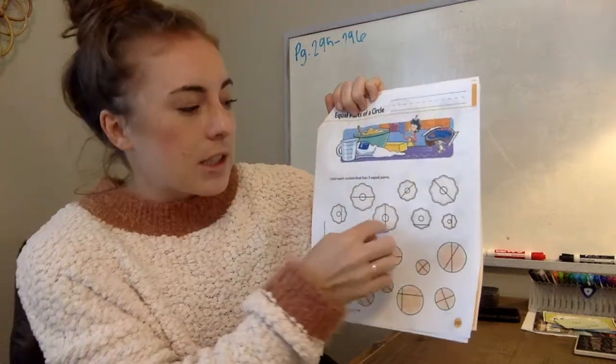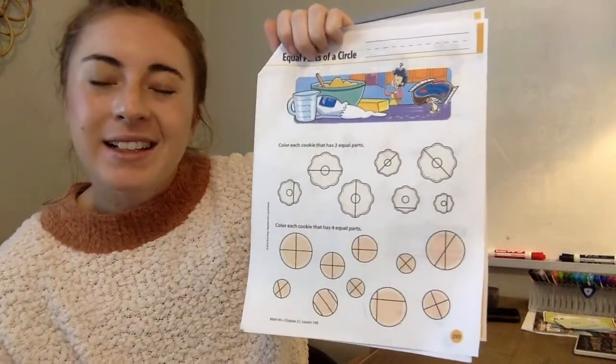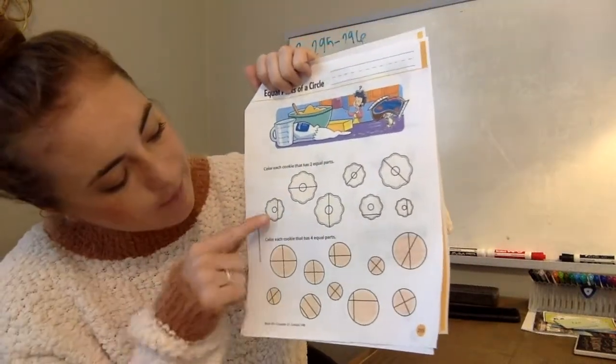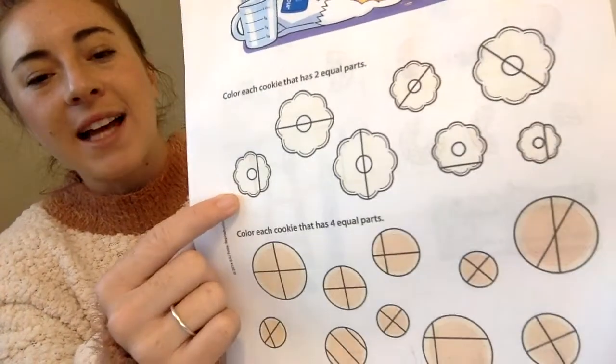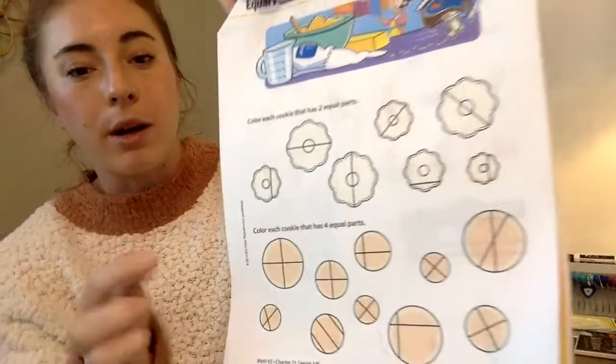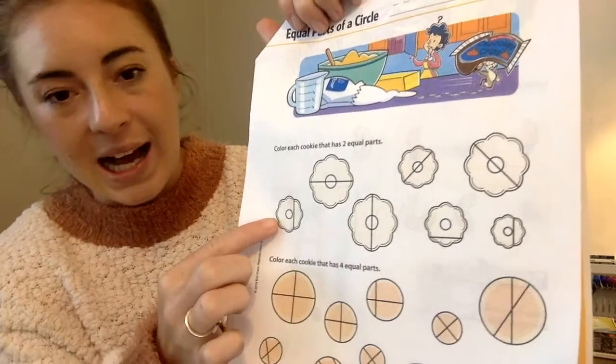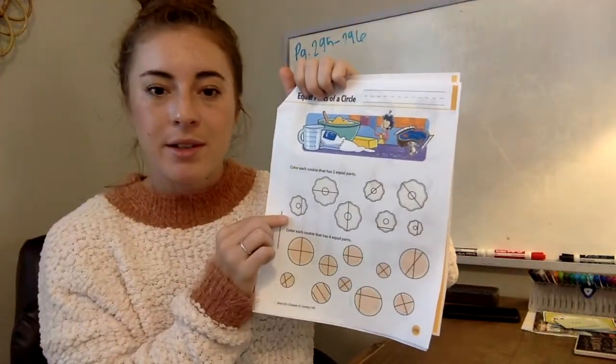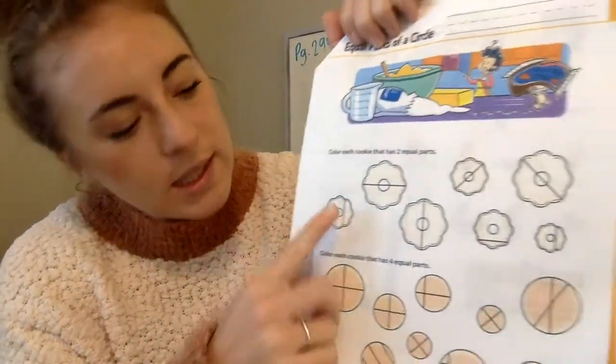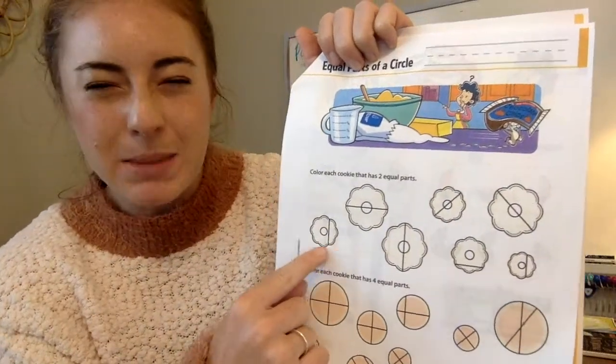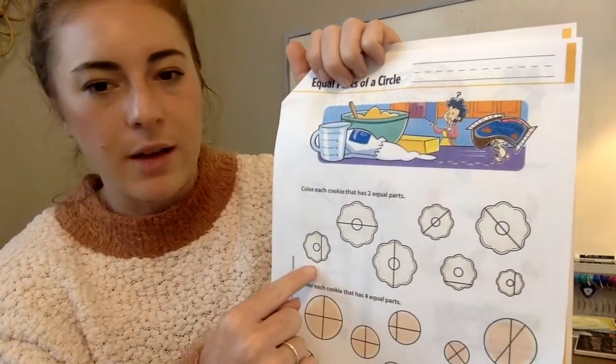So let's look at these cookies. Do you see any that have equal parts? Let's look at this one. Does that line separate it into 2 equal parts? Are these parts the same size and the same shape? No, it looks like one side, this side might be a little bit smaller. So I'm not going to color that one.